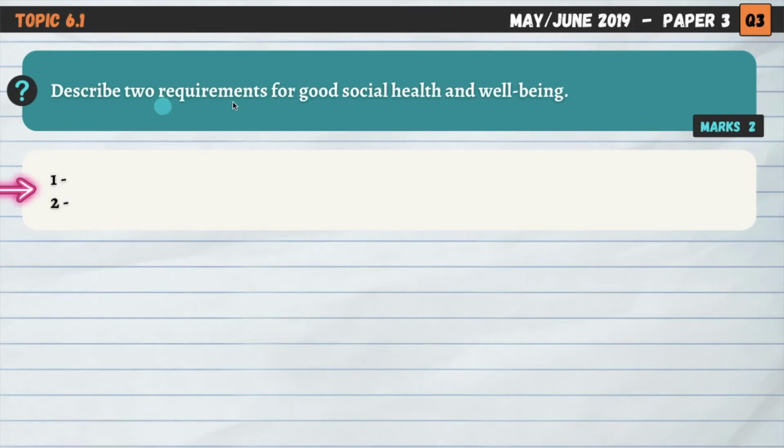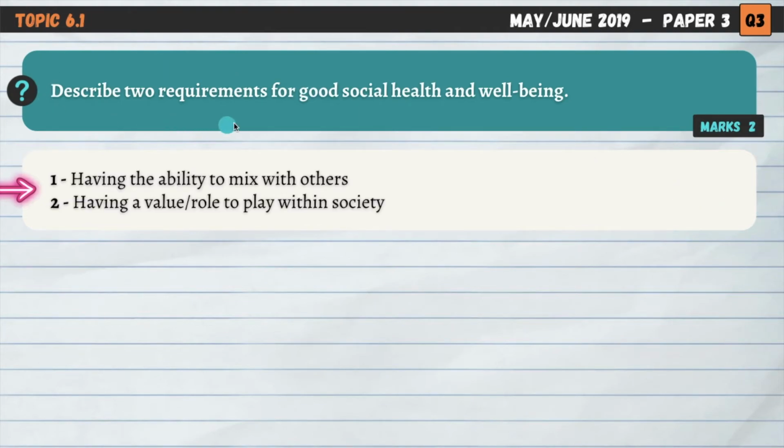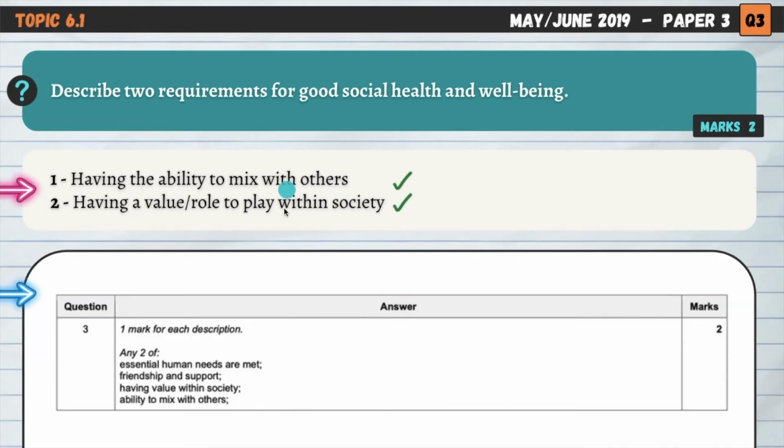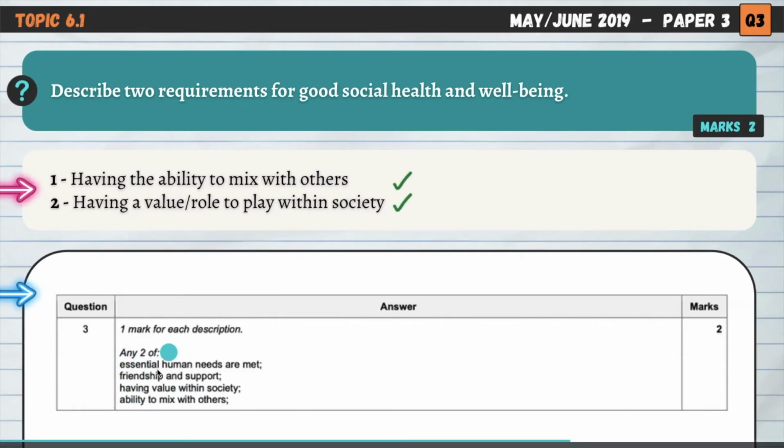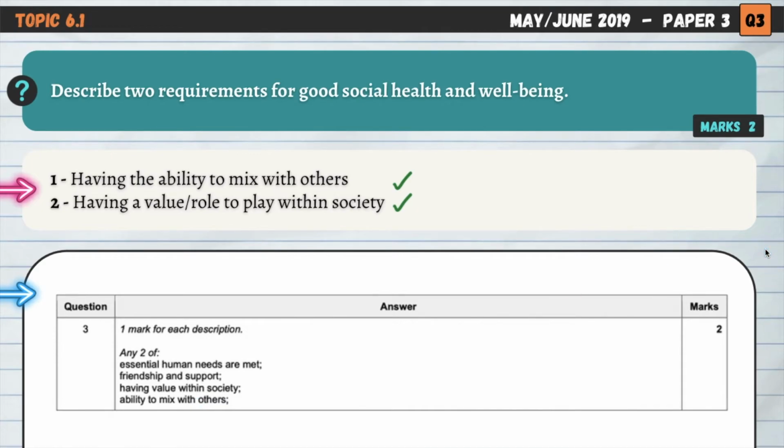Okay, describe 2 requirements of good social health and well-being. This question we've done already for mental health and well-being. Remember, you need to remember all of the aspects or requirements of social, mental and physical well-being. Here are 2, having the ability to mix with others and having a value or role to play within society. Any 2 of these 4 potential points would have got you the 2 marks. So really simple question there.